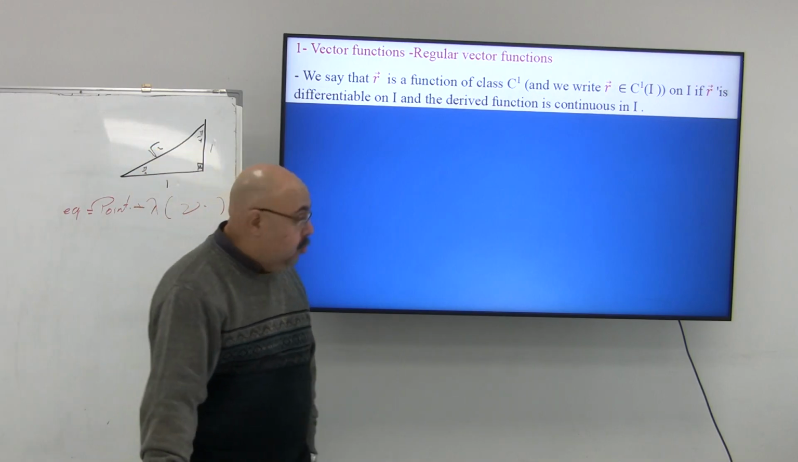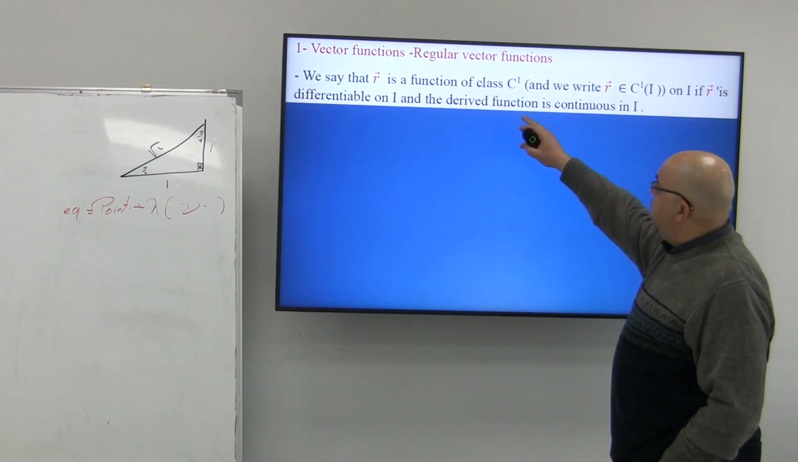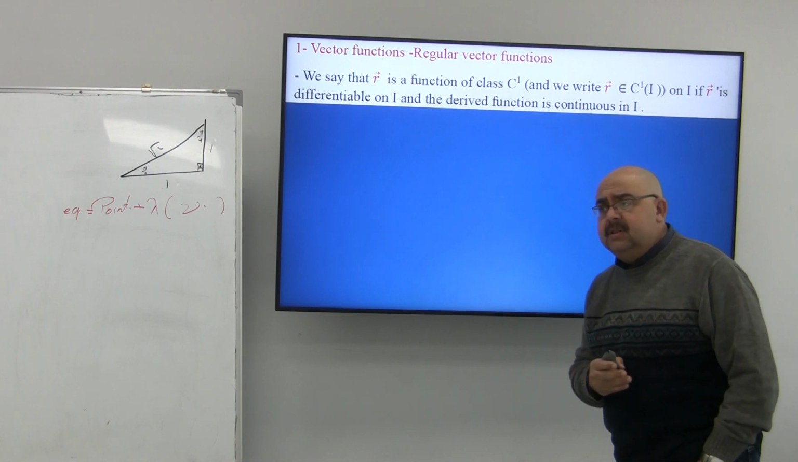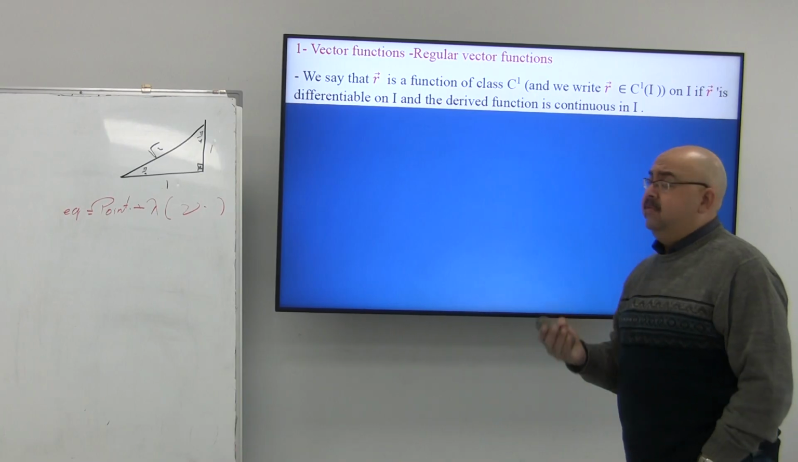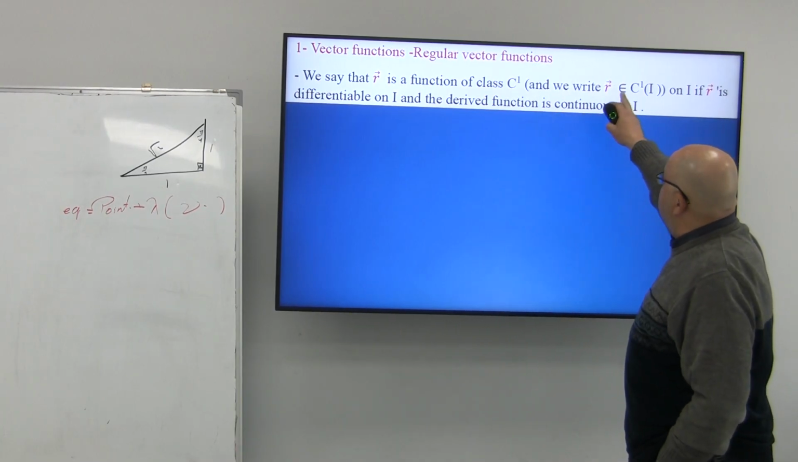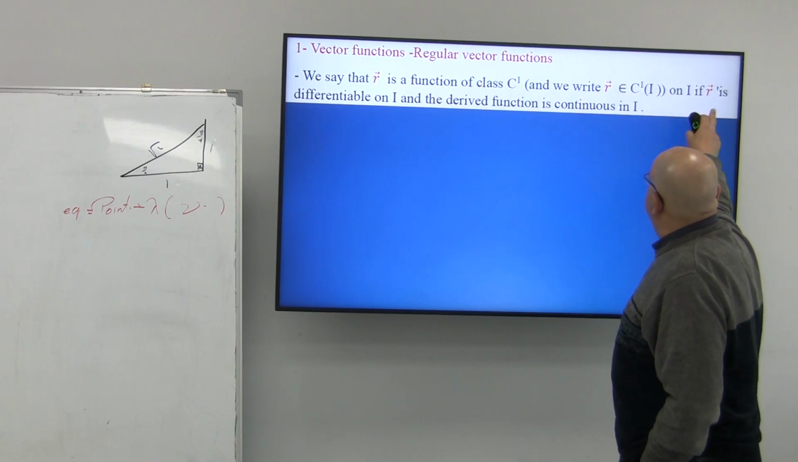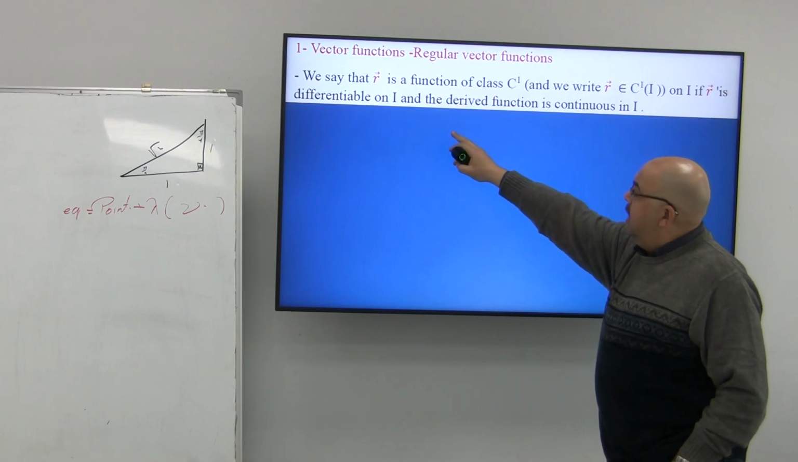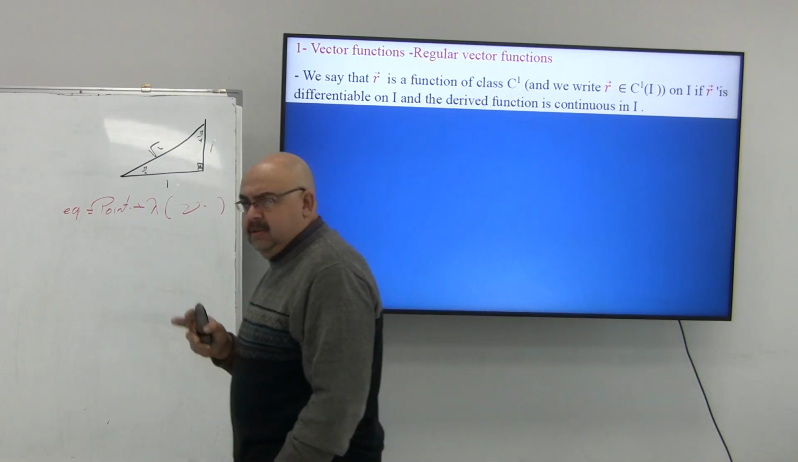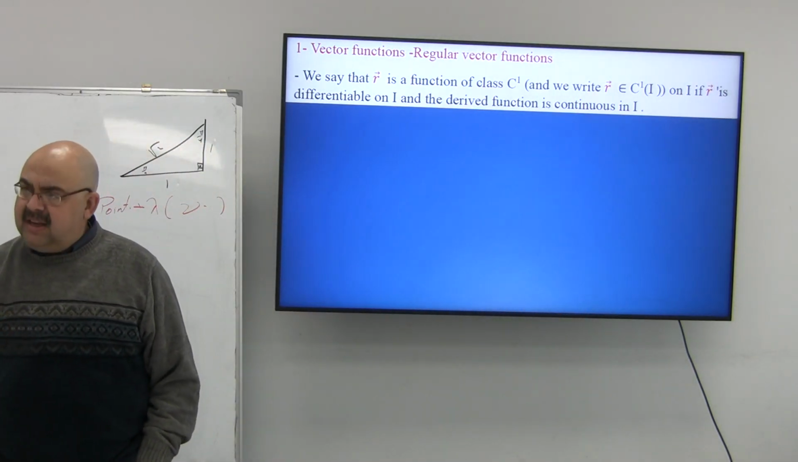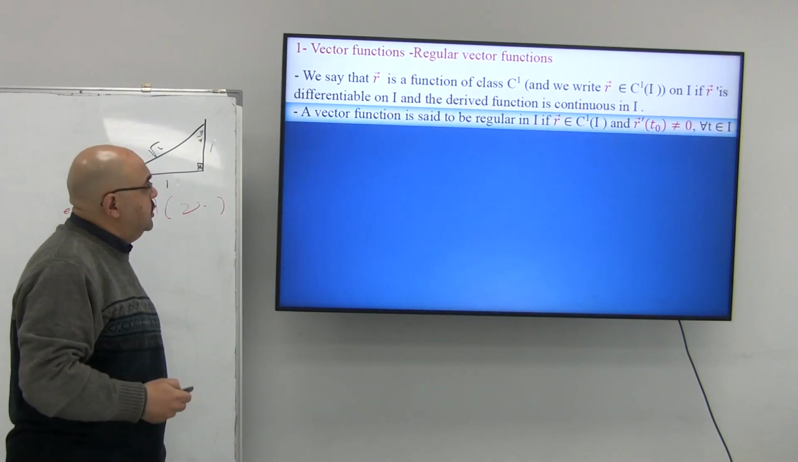A vector function or a regular vector function is defined such that r is a function of class C1. What's a class C1 function? It is continuous and differentiable. So it is continuous even on the first derivative. We write r belongs to C1 on the interval I if r dash is differentiable on I, and the derivative function is continuous in I. So if I write a function of class C2, it means the function by itself, the first and second derivatives are all continuous and differentiable.